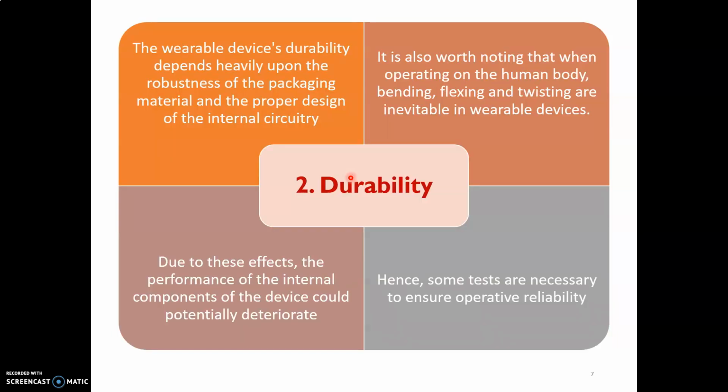The second one is durability. It is very important in products. It is also worth noting that when operating on the human body, bending, flexing and twisting are inevitable in wearable devices. Hence, some tests are necessary to ensure operational reliability. Due to this effect, the performance of the internal components of the device can potentially deteriorate. The wearable device durability depends heavily on the roughness of the packaging materials and the proper design of the internal circuits. The durability mostly depends on the packaging materials and the proper design of the internal circuit in the PCB design.